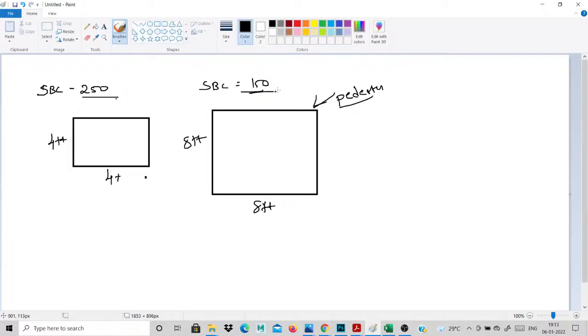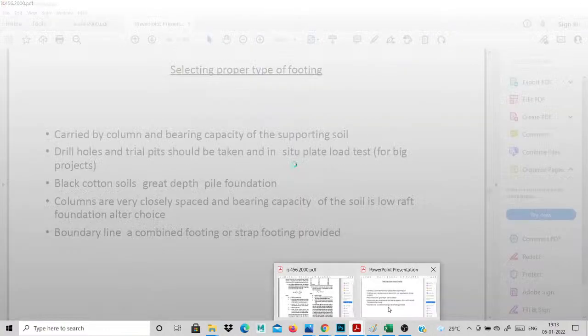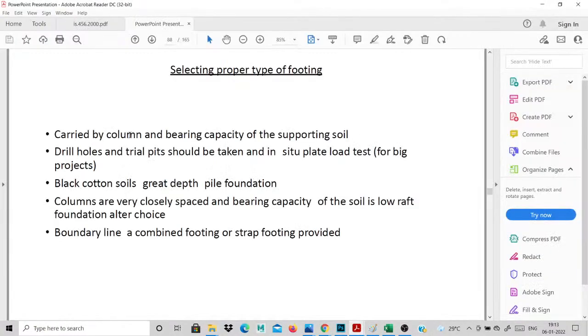Your pedestal will change automatically. If you go for a higher SBC, the pedestal size will be smaller. If the SBC is smaller, the pedestal size will be higher. That is the main difference for your pedestals. Okay, this is the first point: the column is carried by the bearing capacity of the supporting soil.